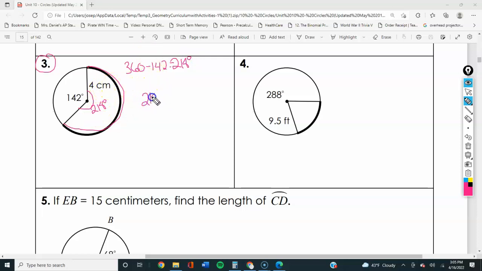I'm going to do my degree times my 2 pi r all over 360. Now when I do this, I get 1,744 pi over 360, which is approximately 15.22 centimeters. Okay. I'm going to pause and scroll.